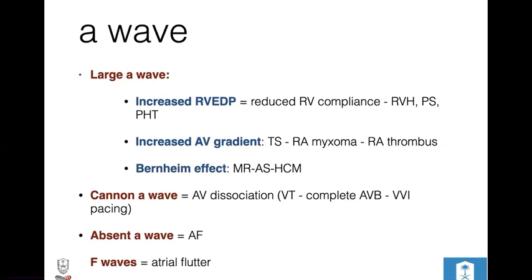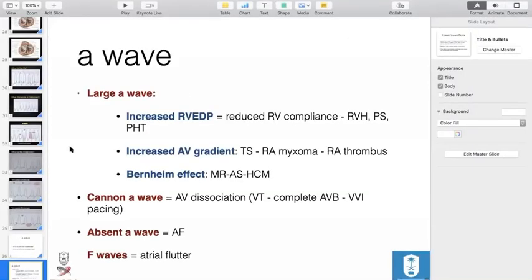Okay, the Cannon A wave, and that's what Dr. Reem mentioned about AV dissociation. Three causes can cause that: VTAC, a complete AV block, or VVI pacing. Those are three things that cause AV dissociation where you can have a Cannon A wave. Absent A wave, like in AFib, with F waves, is where sometimes you can't see it in the JVP, but you would see it sometimes in a hemodynamic tracing, like in atrial flutter. So if you know this slide, you will never miss anything about the A wave. Any questions?